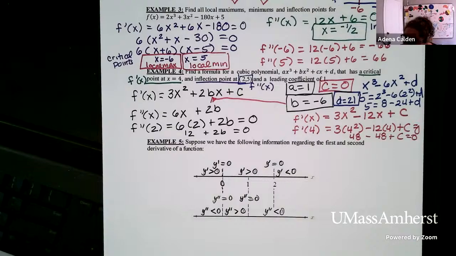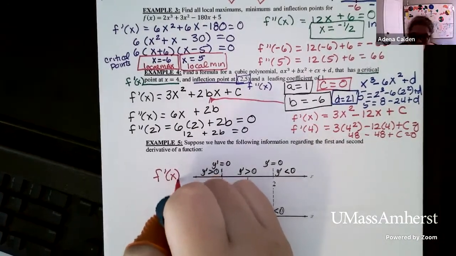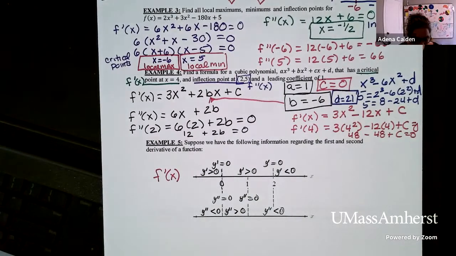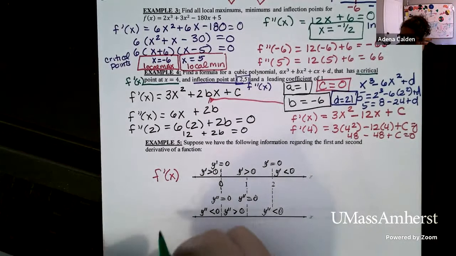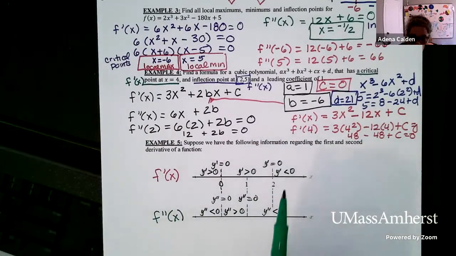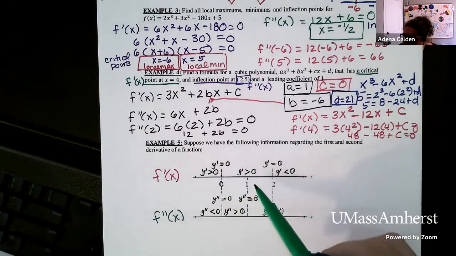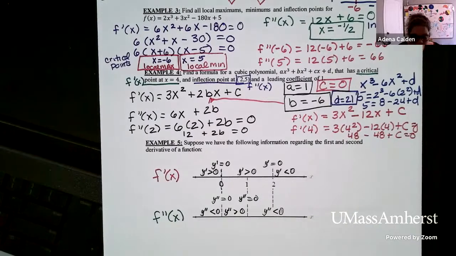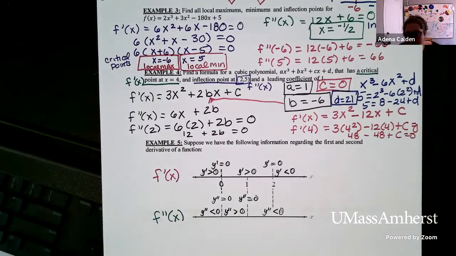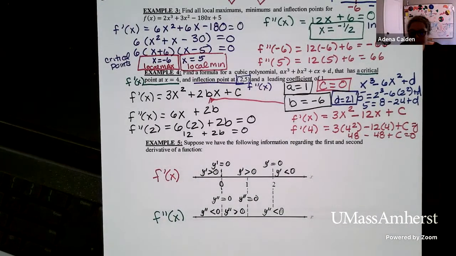And just as a reminder, y prime is the same thing as f prime of x. So this is just the first derivative, and y double prime is the same thing as f double prime, so the second derivative. So this is all information about the first derivative. This is all information about the second derivative. This is what's happening at 0, 1, and 2. So take about 2 minutes, like I said, and jot down anything you think we can figure out about critical points and inflection points based on this information here.